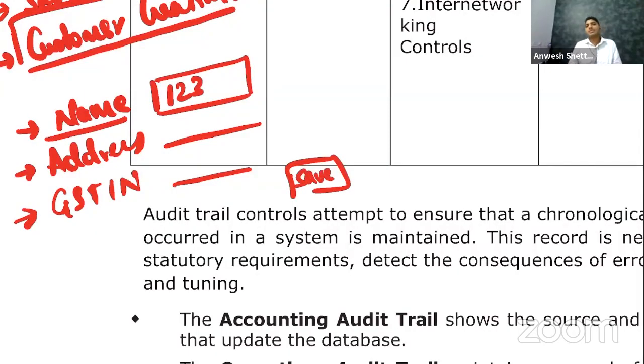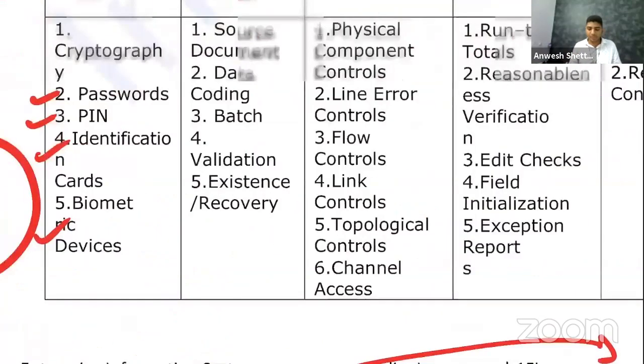Should the system save this data? The answer is no. The system should not save this data. Why? Because the name cannot be 123. The system should give you a prompt saying, please check the name. The name has to be alphabets. It cannot be numerical. Okay. So if your software does this, then we say that there is a proper input control put in place.